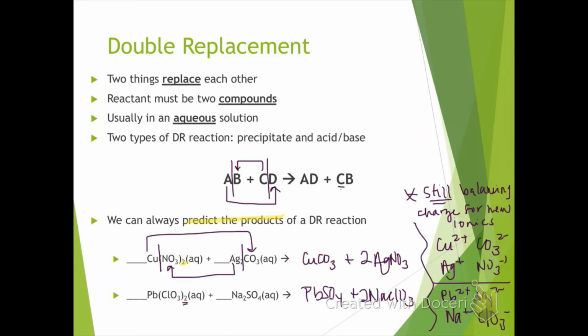So again, we still always have to be crisscrossing for those new ionic compounds, and make sure your new compounds are a positive cation with a negative anion. We can't put 2 positives or 2 negatives together.